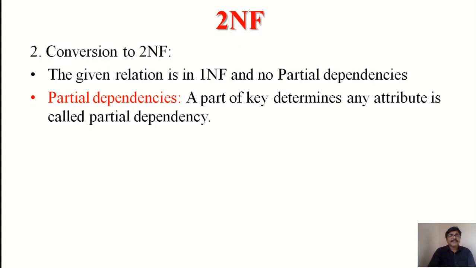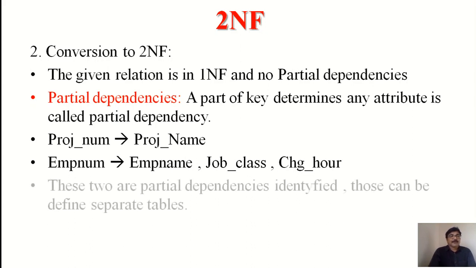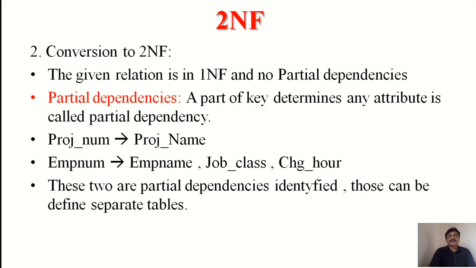So one thing we need to note down here. If we can create a primary key on more than one attribute, then only the partial dependencies exist. So let's find these partial dependencies in this report format table. Project number is a part of key which determines project name, and employee number is a part of key which determines employee name, job class, and charges per hour. These two partial dependencies are identified. Those can be defined as separate tables, like a project table and employee table.